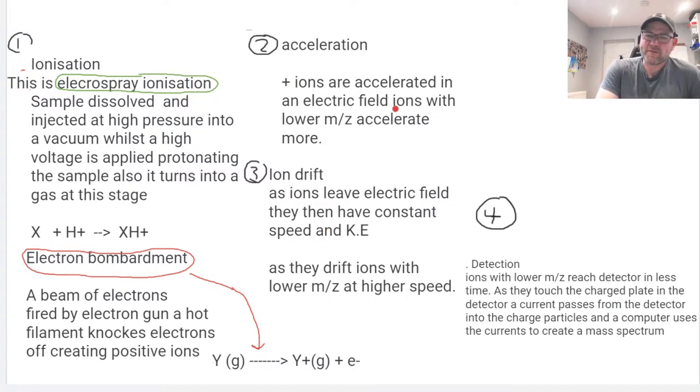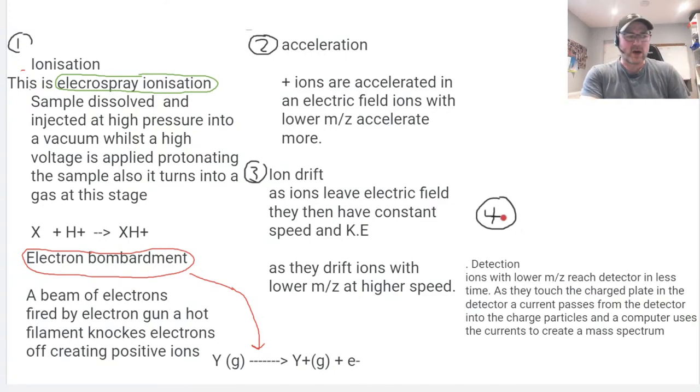As I said, there's an electric field. Ions with the lowest mass or lowest mass to charge ratio accelerate more. Then they drift through the drift chamber, in which there's no electric field. They've left the electric field. They have a constant kinetic energy and they all have a constant speed. They have a different speed, but it's all constant for each type of atom, each mass. And then at detection, ones with a lower m/z, which means a lower mass, reach the detector in less time. As they touch the charged plate, electrons or a current flows into the ion, and that's then read by the computer, and that gives us the abundance.